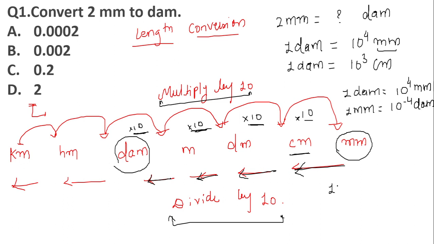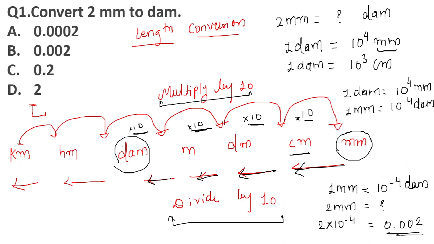Okay, so if 1 millimeter is equal to 10 raised to minus 4 dam, so 2 millimeter will give me 2 into 10 raised to minus 4. Simply this will give me 0.002. That is option number A is the correct answer for the given question. I hope you have got this.